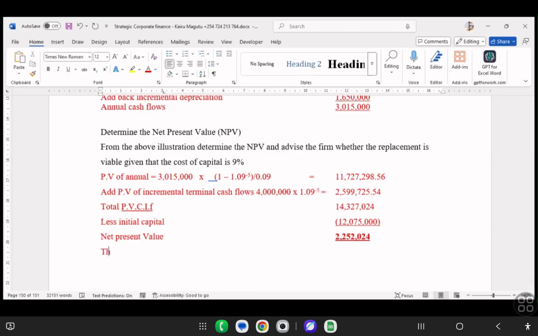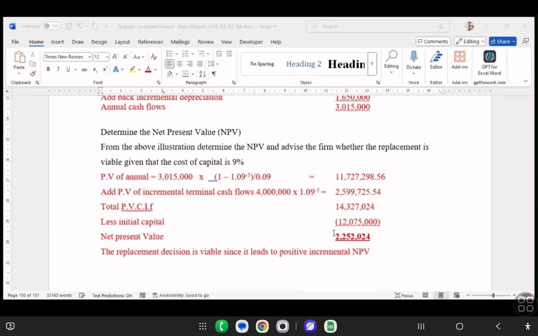That way. So we say that the replacement decision is viable since it leads to a positive NPV, a positive incremental NPV. That is the way you go about such a question.